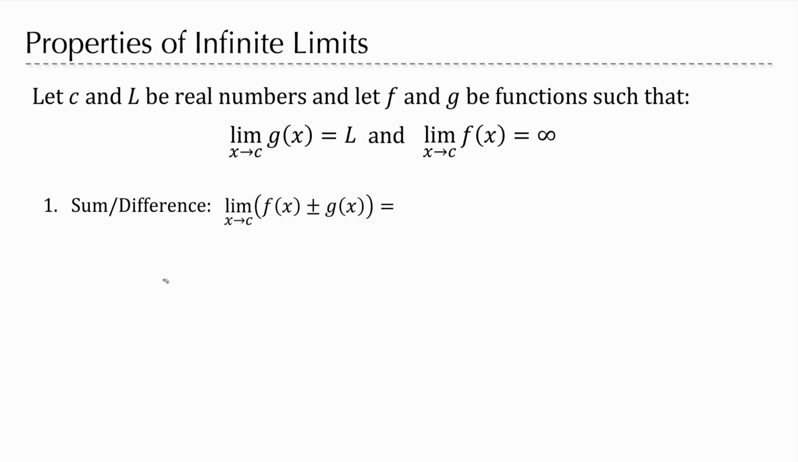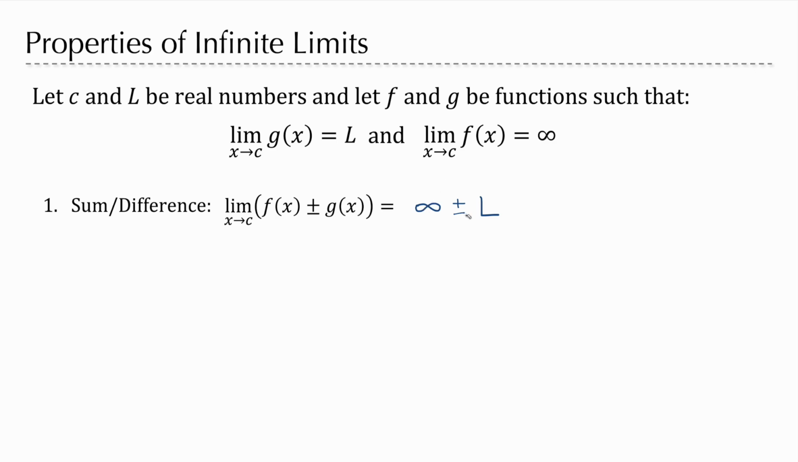So our first little property here is adding and subtracting. So if I'm doing the limit as x goes to c of the function f plus or minus the function g, what's happening here is that f is obviously becoming infinitely big on that part, and then we add or subtract the other part, and that's going to some number L. Well, technically, you're not allowed to add infinity and a number, right? That doesn't make sense. You can't actually add them.